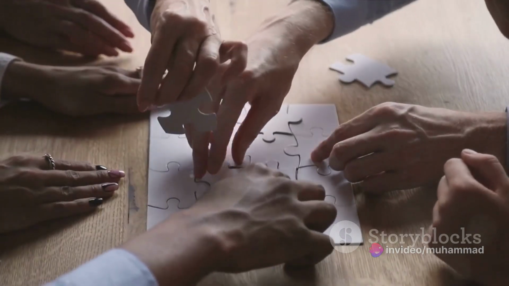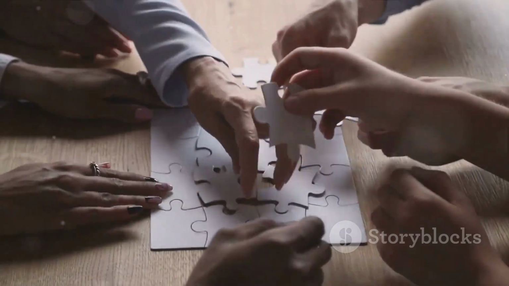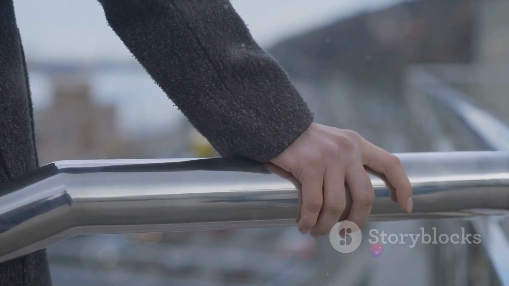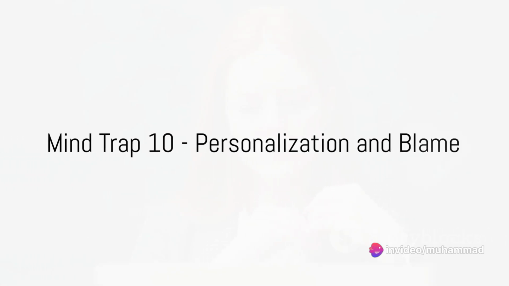To escape this mind trap, practice seeing people and situations in their full complexity. Remember, one aspect does not define the whole. Avoid sticking labels. Finally, we reach the trap of personalization and blame.